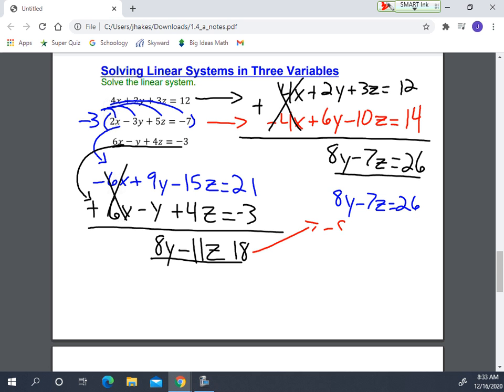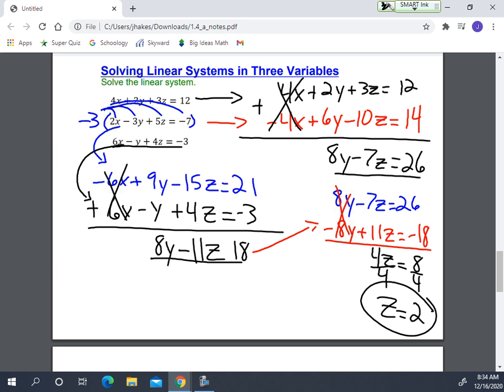So I'm going to get negative 8y plus 11z is equal to negative 18. Okay? Add those together. 8y and negative 8y, they cancel. A negative 7z plus 11z is 4z. And that equals 26 minus 18, which is 8. Positive 8, yep. Okay, and then divide by 4. We can find z right now. Divide by 4. Z is equal to 2.